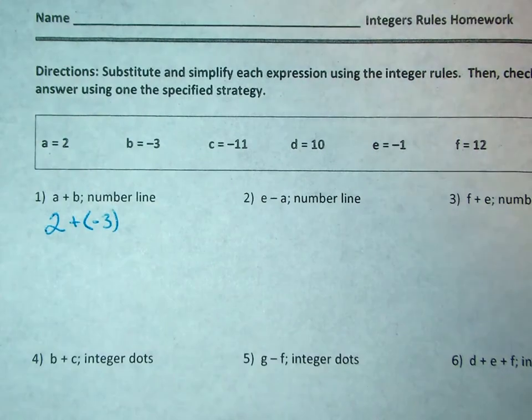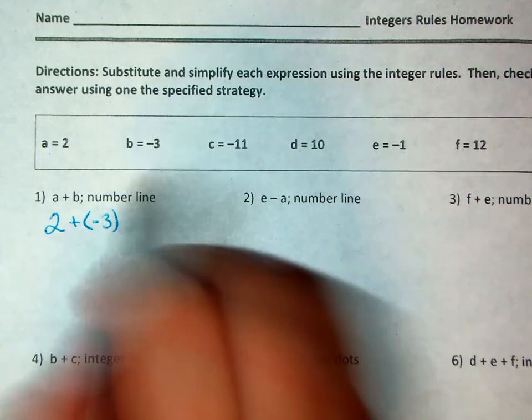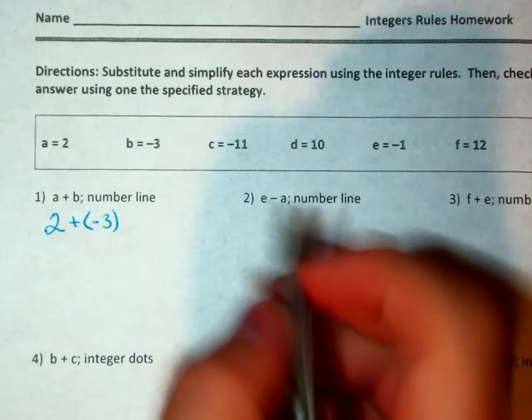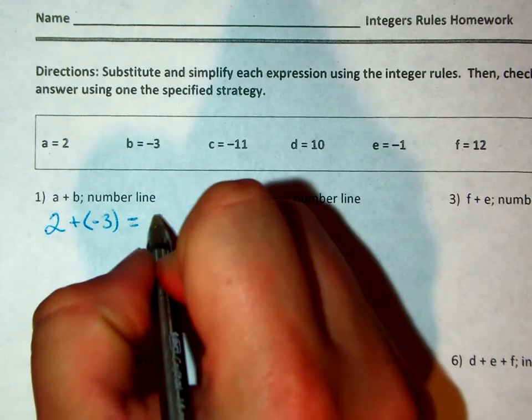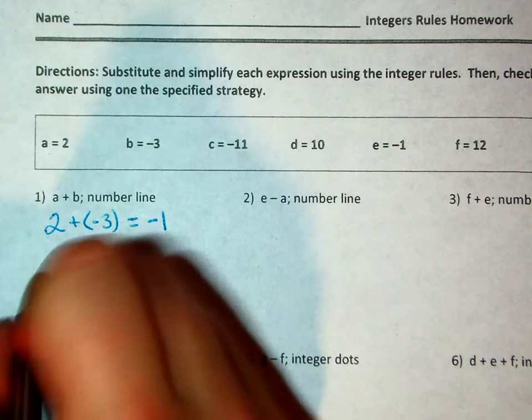So since I have both a positive and negative term, I know I'm going to find the difference between the two. 3 minus 2 is 1. My larger absolute value is 3, and it has a negative sign in front of it, so my solution is going to be -1. I can check my answer utilizing a number line.